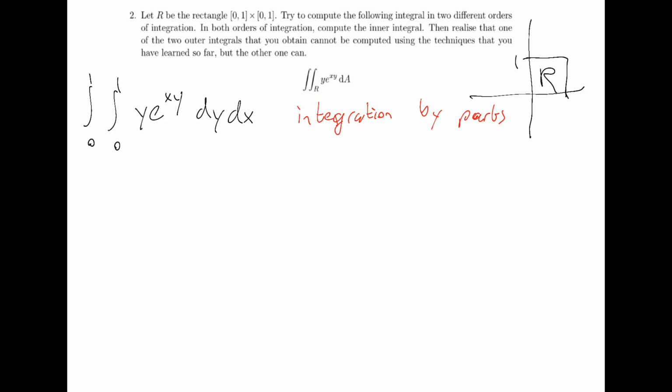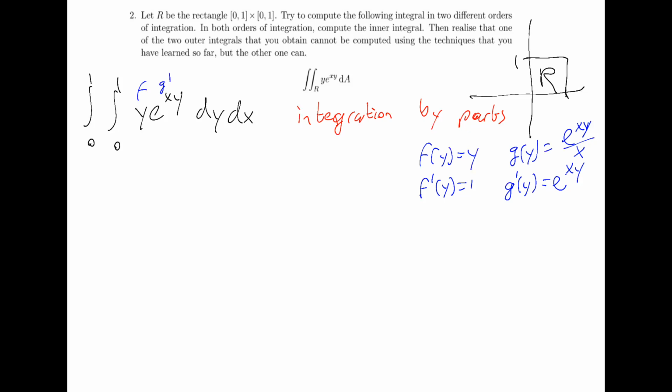Okay, so how do we do this? Well, let's do this in blue. Let's say that f of y is equal to y. And let's call g prime of y equal to e to the xy. Then let's differentiate f. We get 1. And let's integrate g prime. Remember, we have e to the power a constant times y, so if I integrate this, I will get 1 over that constant. So we'll get e to the power xy over x. So in this case, this is my f and this is my g prime.